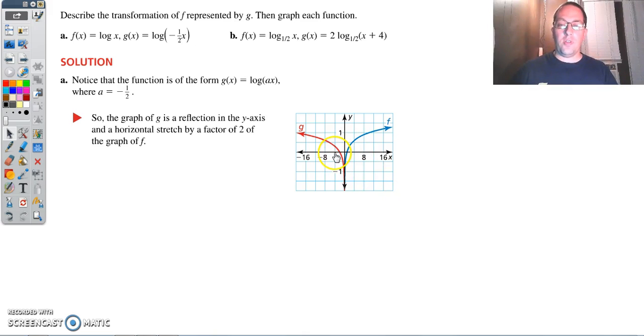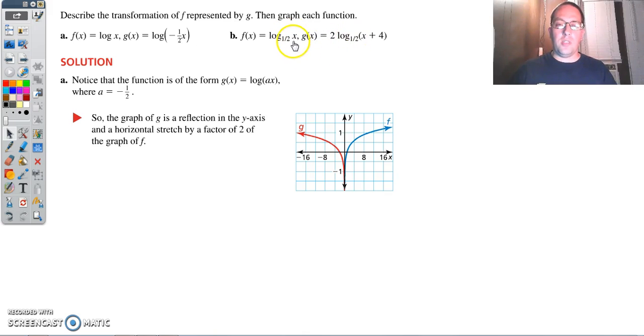And if you look at the graph, you're definitely going to want to get the transformations from the function, not from the graph. Because on the graph, you can see that it flipped over the y-axis. You can't very well see the stretch by a factor of 2. So you definitely get your transformations from the equation, not from the graph.